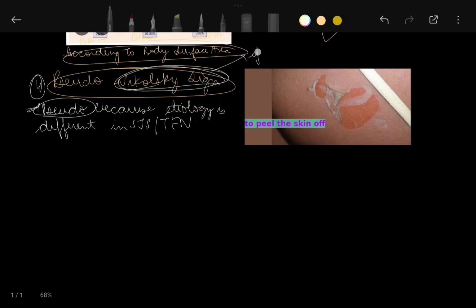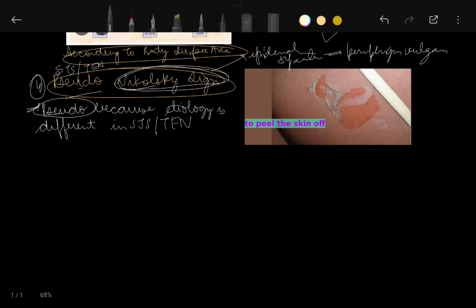Nikolsky sign refers to epidermal separation, or we can say skin peeling off, when slight pressure or rubbing is applied on the skin. It is particularly seen in pemphigus vulgaris. When a similar phenomenon occurs in SJS and TEN, it is called pseudo-Nikolsky sign.